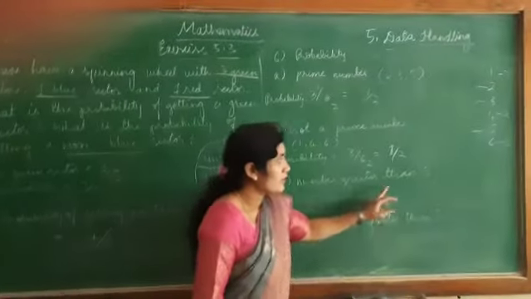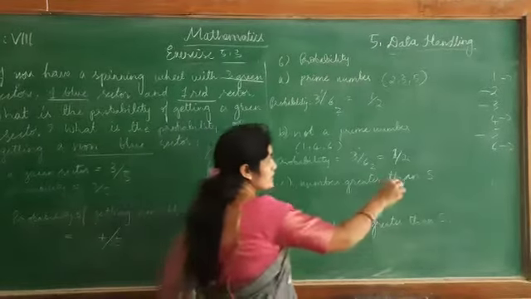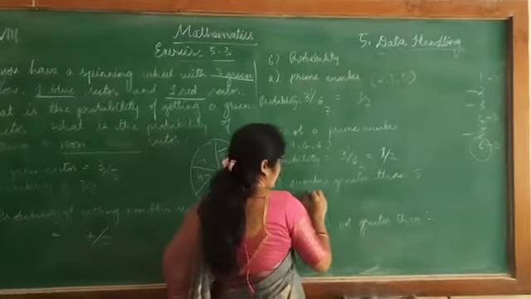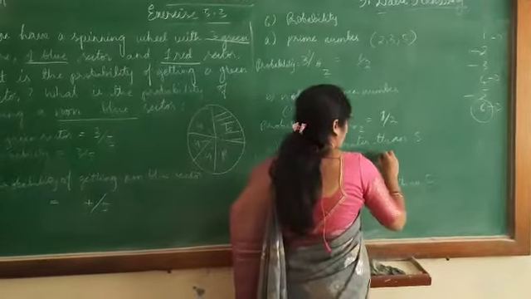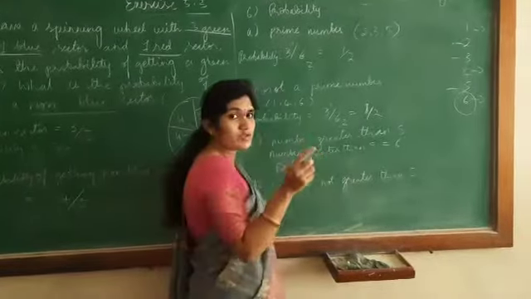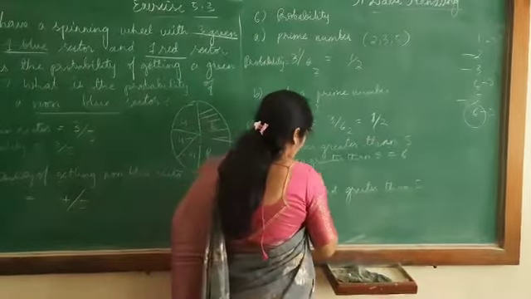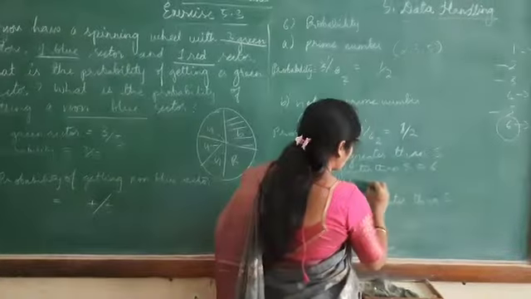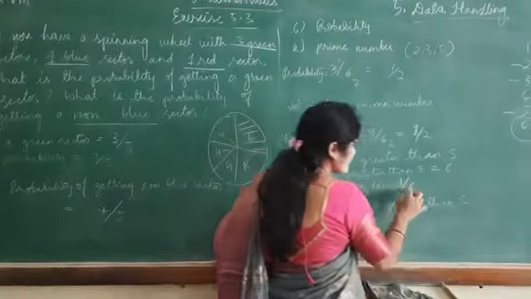Now, number greater than 5. Only one number you have, that is 6. So the probability of getting 6 is only 1, because out of 6 numbers you have 6 as only one number. The chance is only once. Probability is equal to 1 by 6. Probability for 6 is 1 by 6.